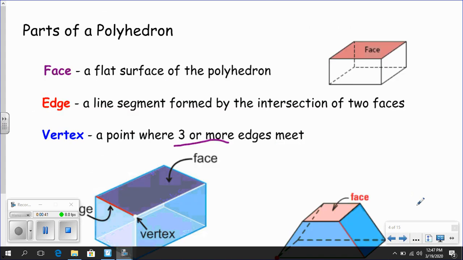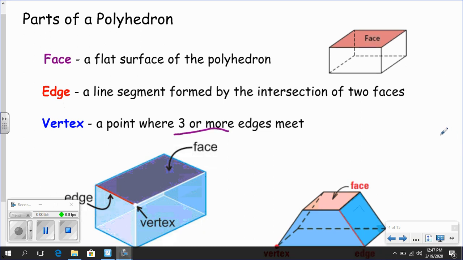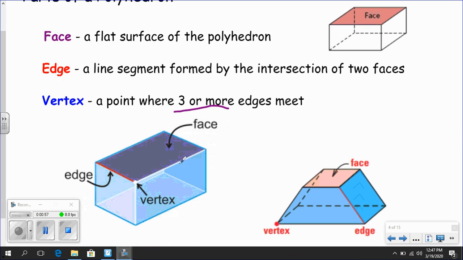Parts of a polyhedron. The first one is a face, and a face is a flat surface of the polygon. So if we look at our example here, highlighted here in red, that is the face of that polyhedron. Next is an edge. An edge is a line segment formed by the intersection of two faces. And if we look at our example here, this line is the edge.